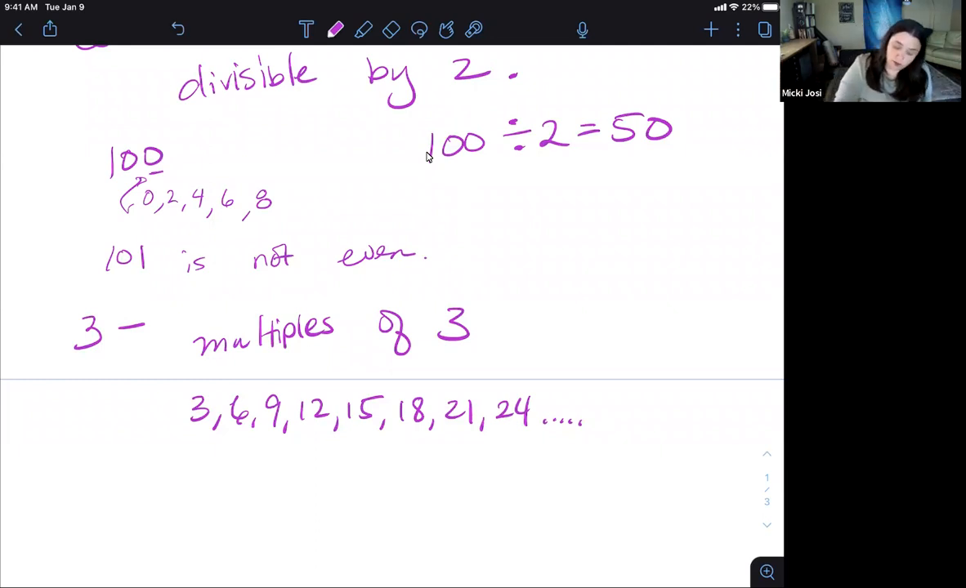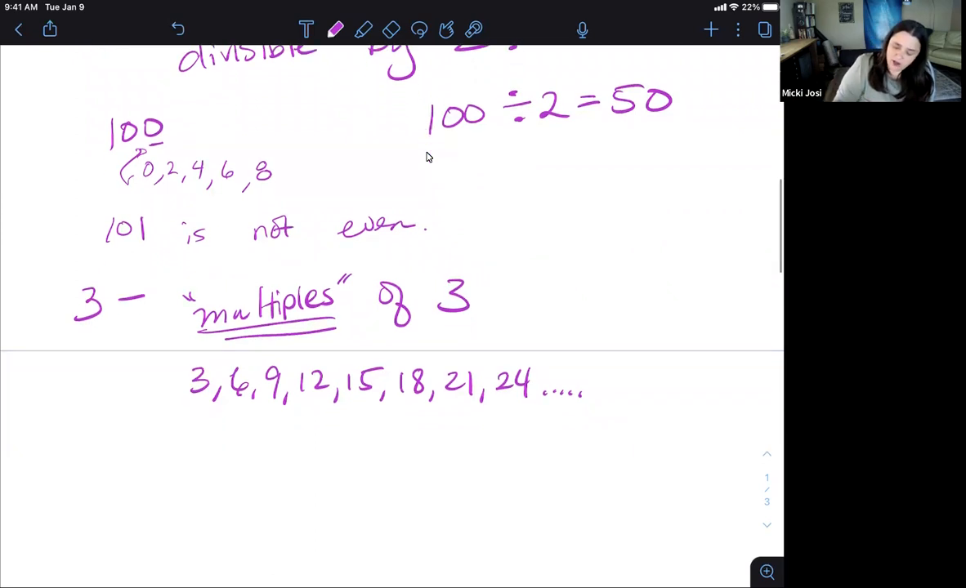And when you hear this word multiples, you can think of multiplying. When you have the multiples of 3, you're multiplying by 3. Now, these go from odd to even. 3 is odd, 6 is even, 9 is odd, 12 is even, 15 is odd, 18 is even. So they alternate.